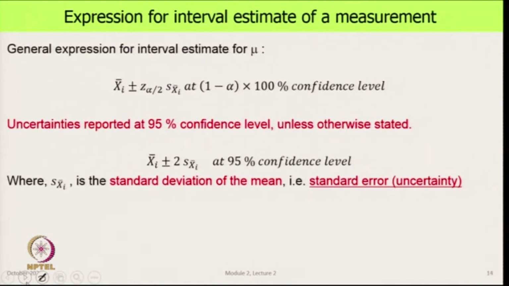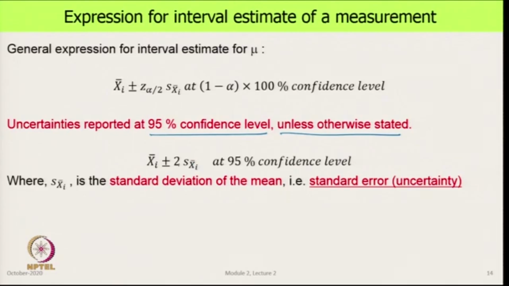So, here is what we have. The general expression for the interval estimate for mu is x_i bar plus or minus z alpha by 2 times S at confidence level, at 95% confidence level, which we assume is always the case unless otherwise stated. x_i bar plus or minus 2 S of x_i bar at 95% confidence level.